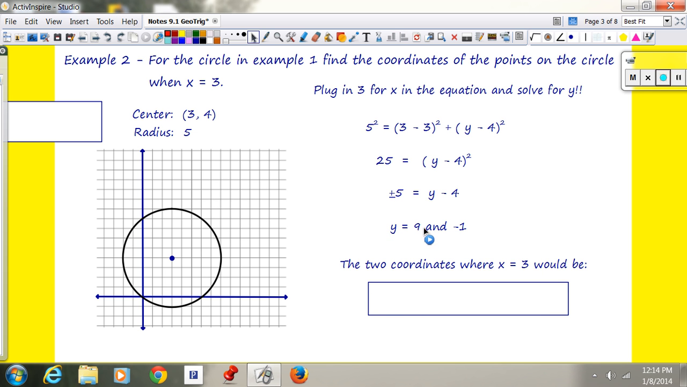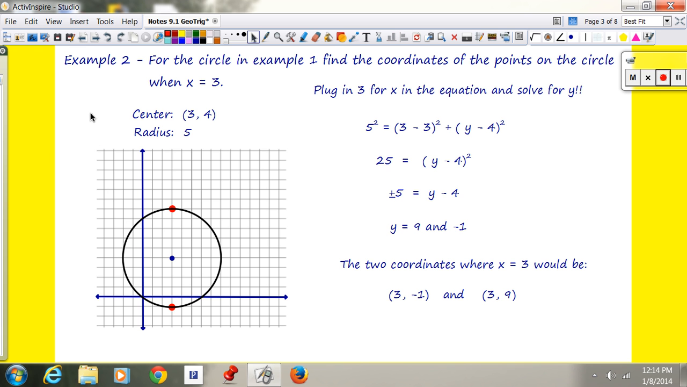That means that at 9 and negative 1 is where the circle would touch when x equals 3. When x equals 3, it's going to either touch at 9 or it's going to touch at negative 1. So that is example 2 there. The two coordinates would be 3, negative 1, over 3, down 1, and 3, 9, over 3 and up 9. Those would be the two coordinates. Again, pause at any time.